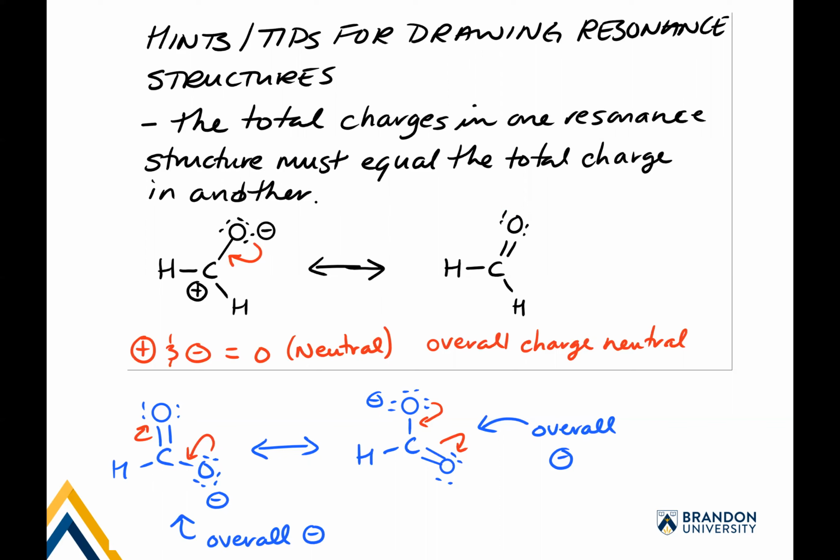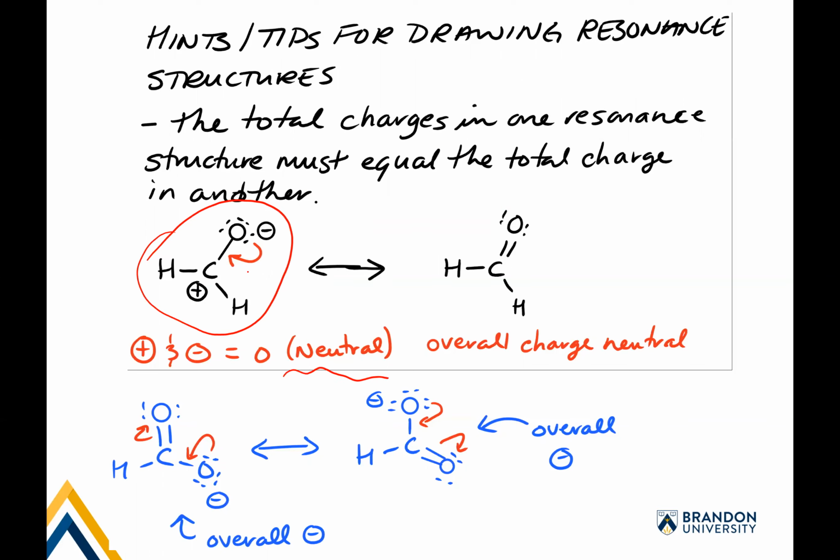So whenever you're drawing resonance structures, the two structures, or three or four, whatever they happen to be, the overall formal charges should be equal when you interconvert between the two. So on this structure on the left here, carbon's got a positive formal charge, oxygen has got a negative formal charge. So total those up, it's neutral.